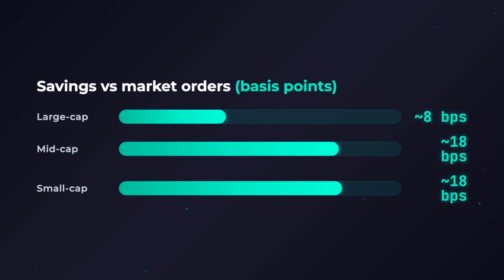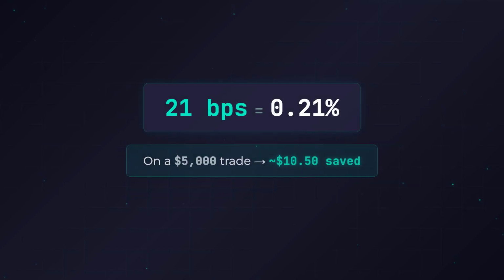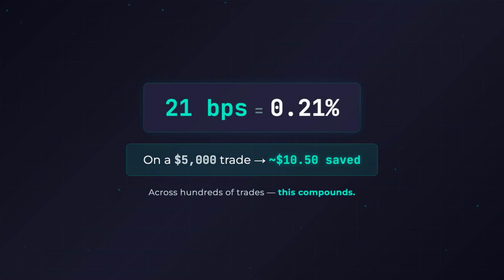And those filled limit orders saved meaningful money, about 8 basis points on large stocks, 18 on mid-caps, 21 on small caps versus market orders. A basis point is 1/100th of 1%, so 21 basis points on a $5,000 trade is about $10.50. Small per trade, real over hundreds of trades.